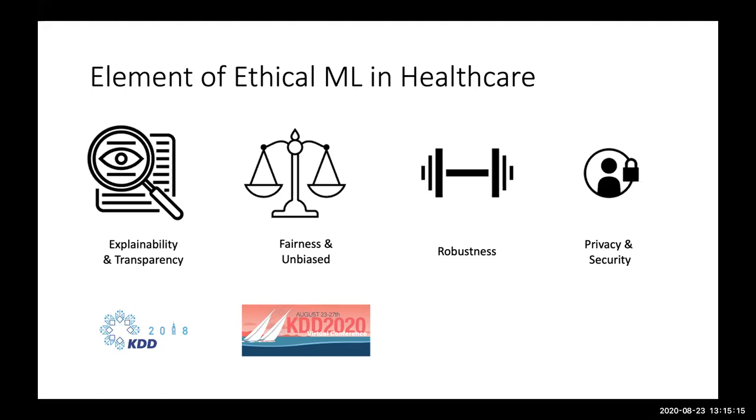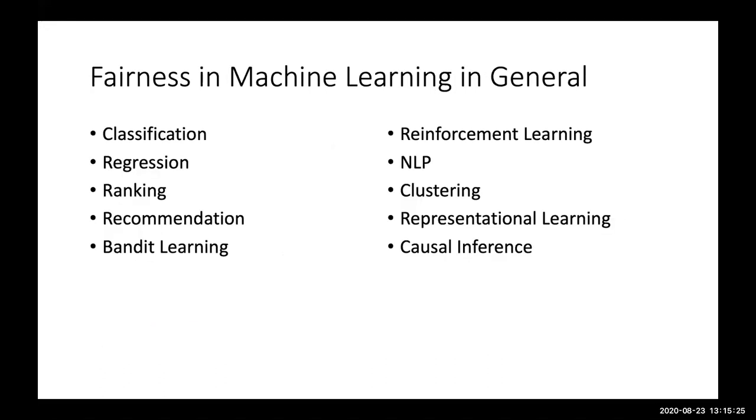In the coming years, we intend to continue the work by bringing in elements of robustness and secure and private machine learning for healthcare. Next slide, please. So diving right into it, fairness in machine learning in general can be thought of as applying to all sorts of machine learning techniques, from classification to causal inference all the way.